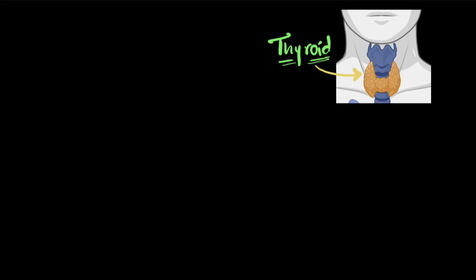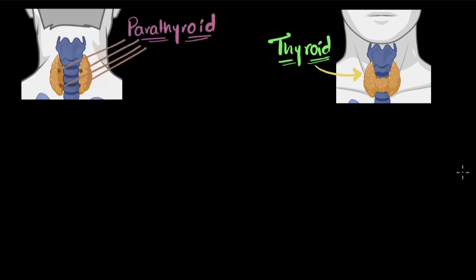This is a thyroid gland. Now, if you look at it from behind, you will find these tiny glands on the backside of the thyroid gland, which is called the parathyroid gland. In this video, we'll see how the parathyroid gland regulates calcium levels in our blood.